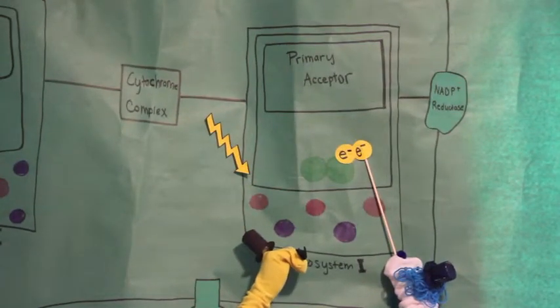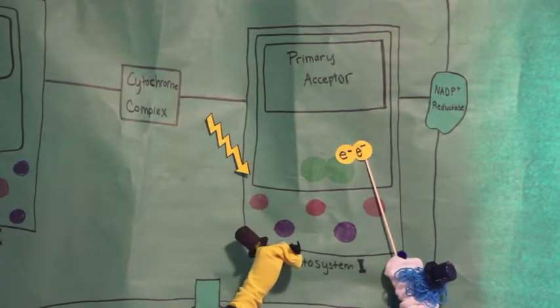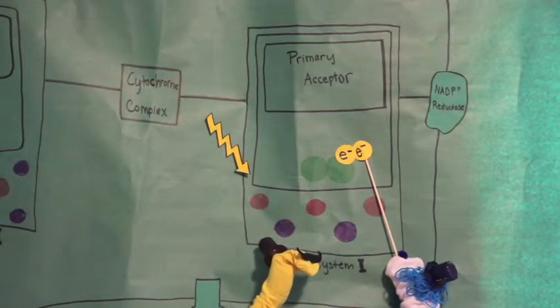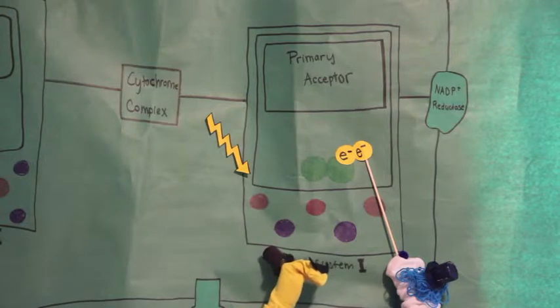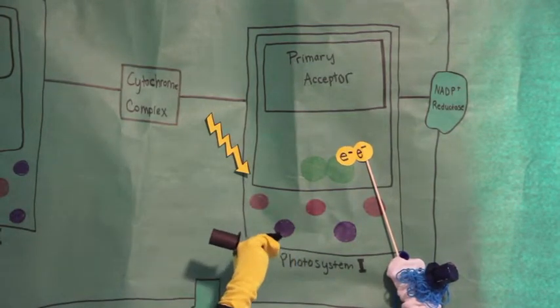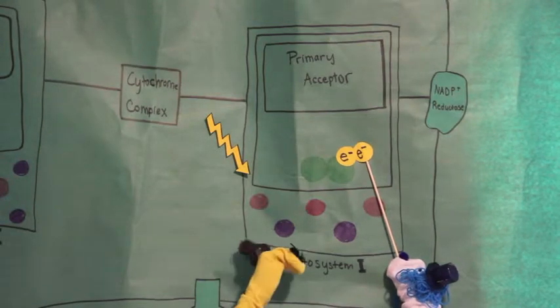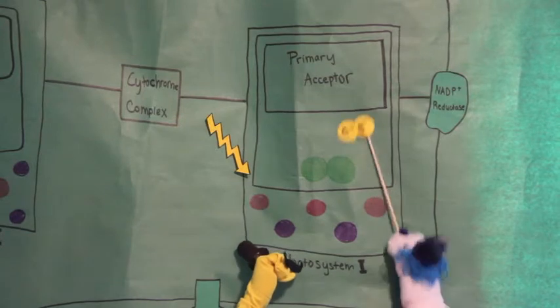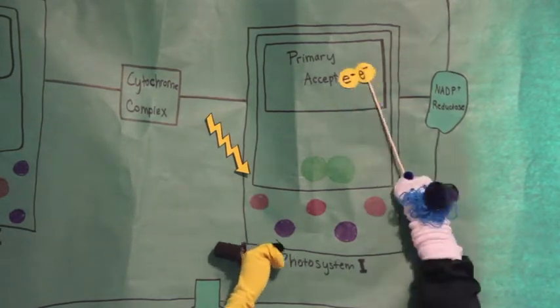One thing to remember is that water is not involved in this cycle. Photosystem 1 acts exactly the same as in the non-cyclic flow. So first, a photon of light hits the accessory pigments. The energy gets passed along until it reaches chlorophyll A. The electrons get super energized and get caught by the primary acceptor.